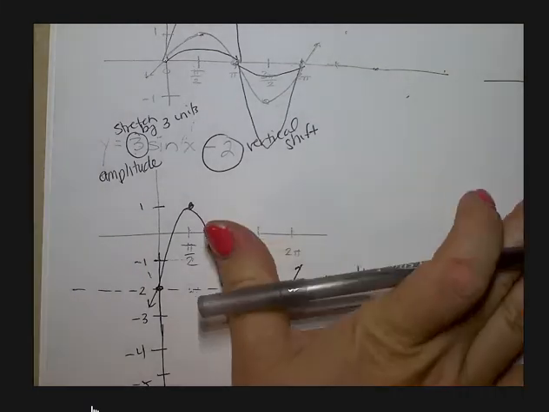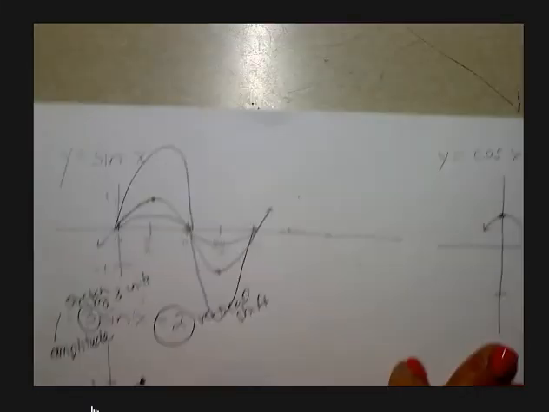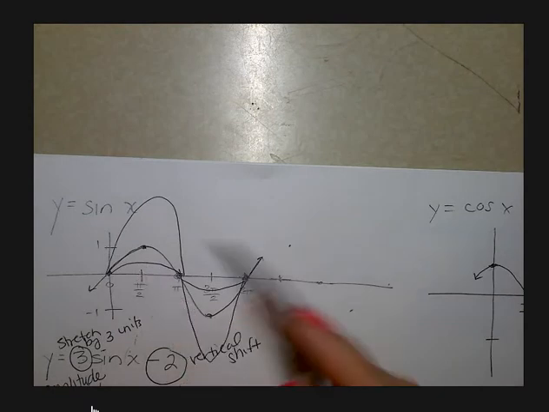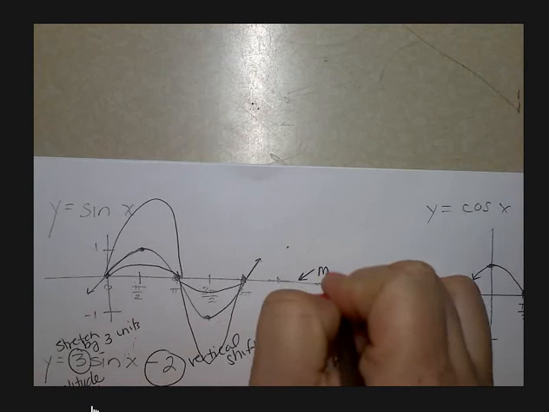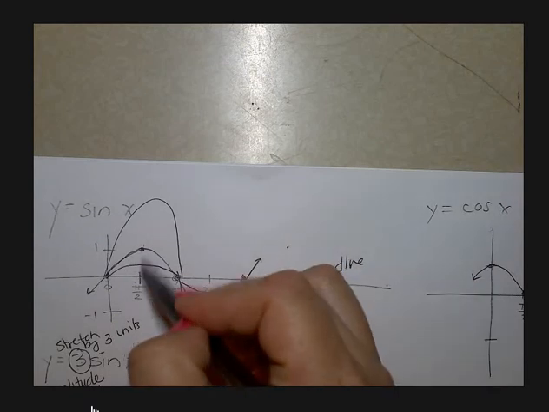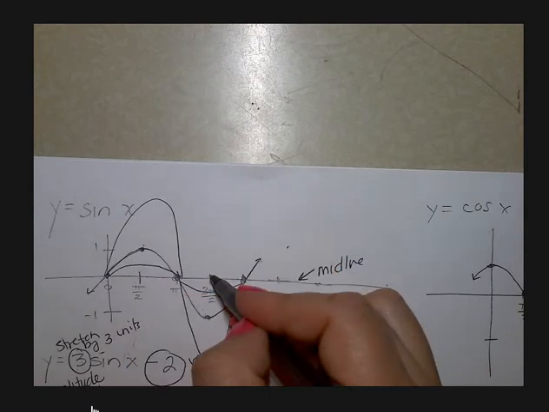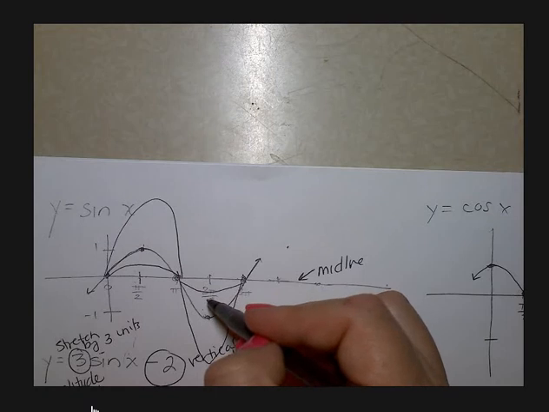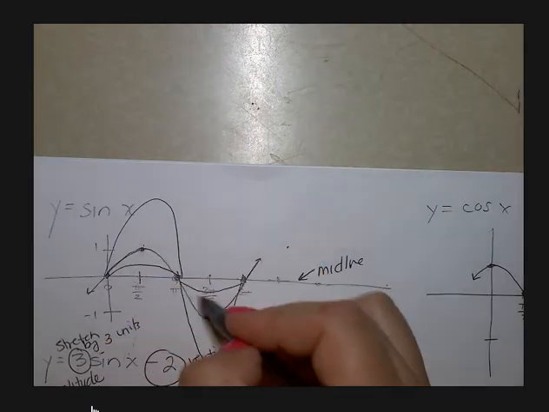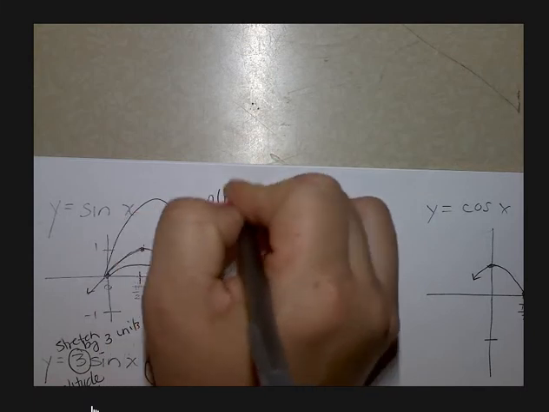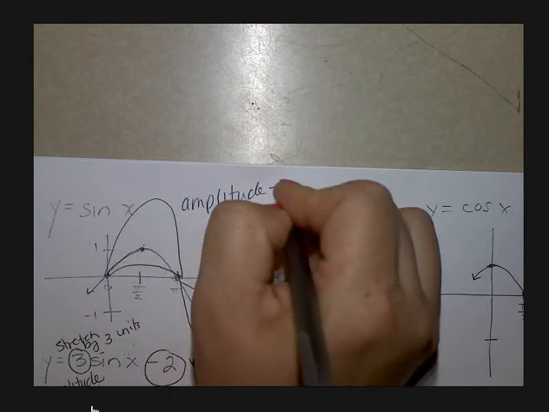Now let's look over here. Come up here. Let's look at this original one you have on your paper. The midline here is right here. This is your midline. What is the maximum distance here? How many units? 1. How many units here? We only say distance in terms of positive numbers. So this is a distance of 1. This is a distance of 1. So this has an amplitude of 1 unit.